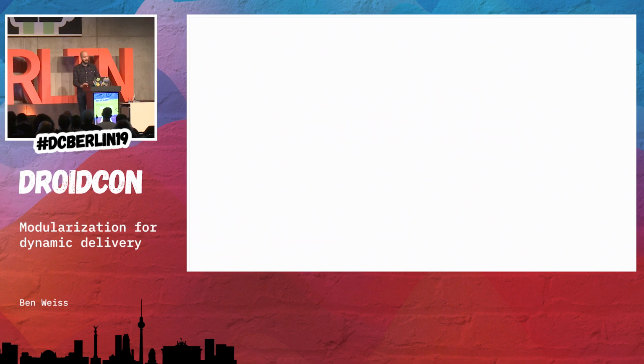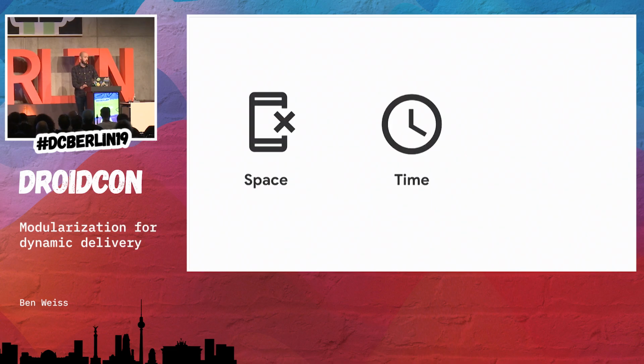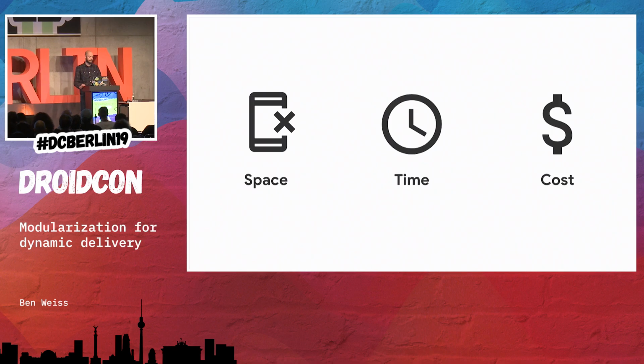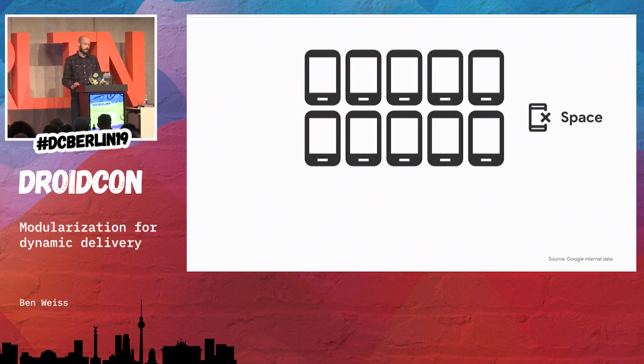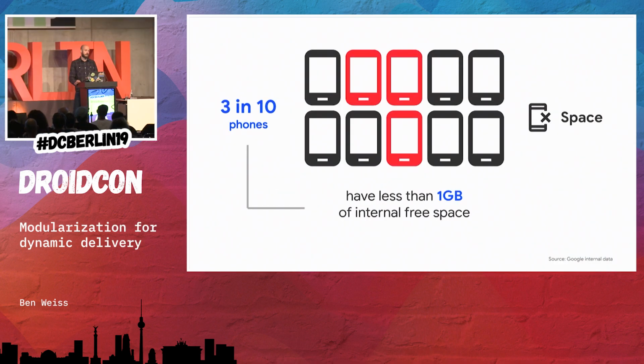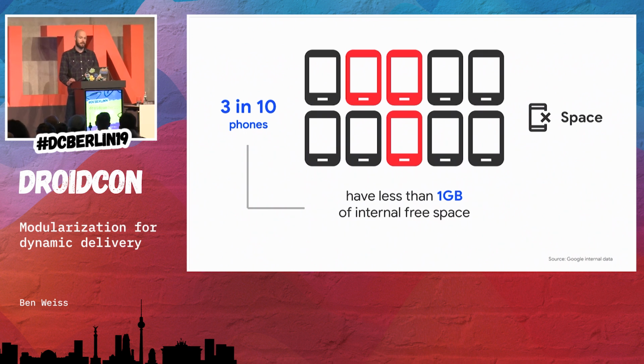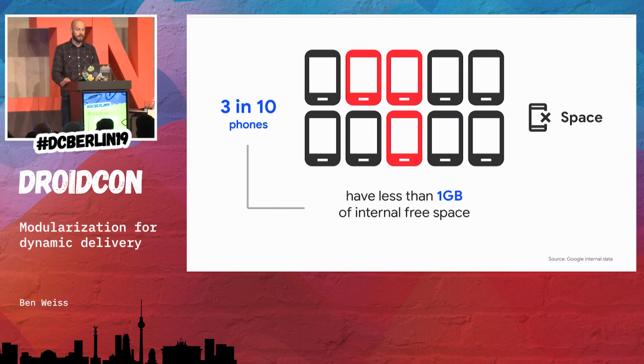So let's take a look at three key metrics for the beginning. One of them is space, the second one is time, and then there's cost. So let's see how they're related. Out of 10 Android devices, 3 of them have less than 1 gigabyte of free internal space available. And that is a problem globally. That's not just for entry-level devices, it's also for high-end devices. Users that have entry-level devices usually fill it up fairly quickly with applications, whereas users of high-end devices fill it up with media and things of the like. And everybody is likely to uninstall applications if they're quite big.